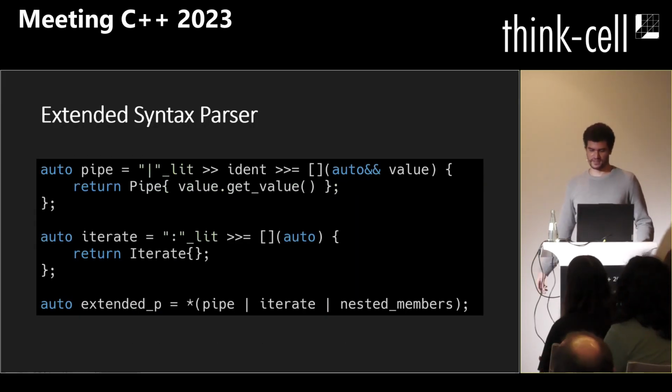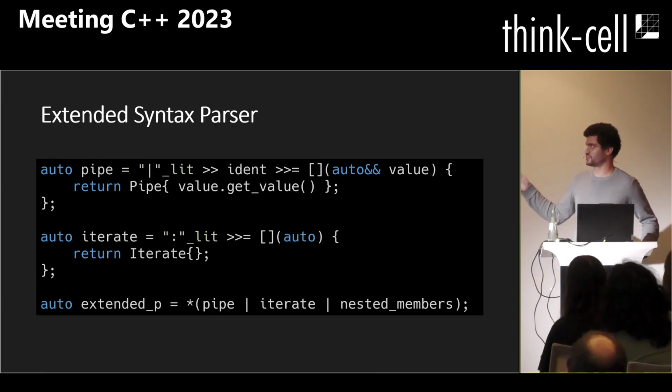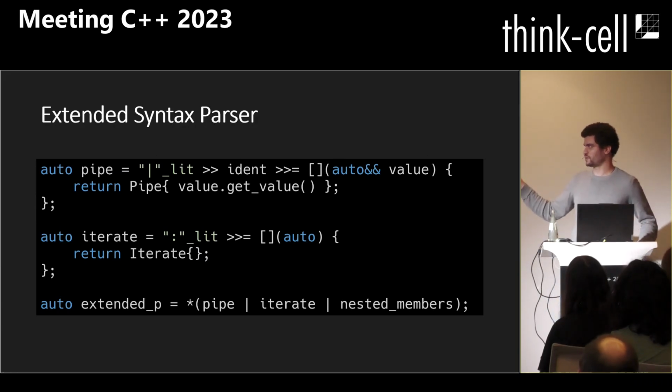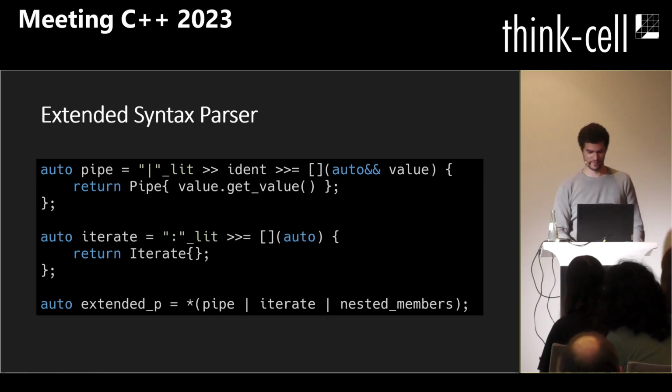First, we need to create parsers that support the extended syntax. The pipe parser will match a pipe followed by an identifier, and it will return a pipe struct that will hold the 32-bit identifier of the function that we need to call. And the iterate parser will just match a colon and will return an empty struct. Finally, our new extended parser will be a list parser where each variant can be either a pipe, an iterate, or a list of members to get the nested member function.